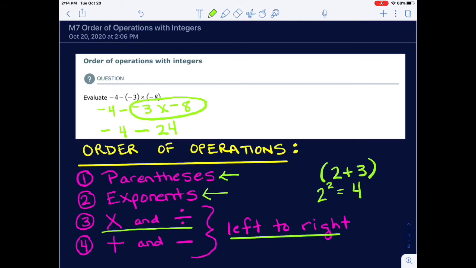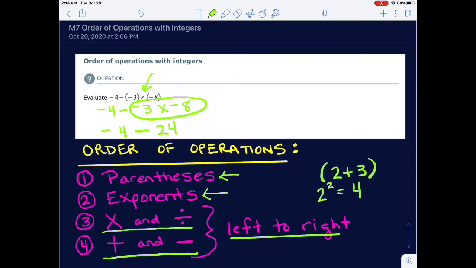Okay, so now I've taken care of all of the multiplication and division. There was only one thing that we needed to do, but if there was more than one thing, we would do them left to right. Okay, the next thing that we're always going to do, or the final thing that we're always going to do, is addition and subtraction, left to right. Addition and subtraction go together. Neither one of them is more important than the other.